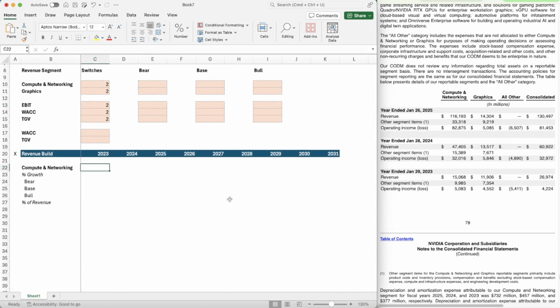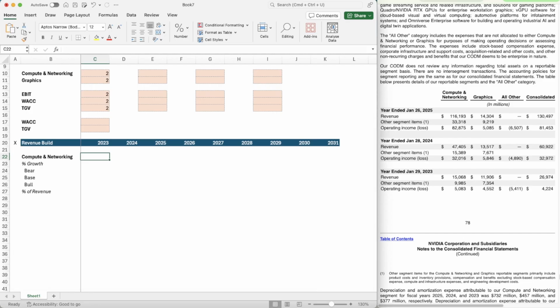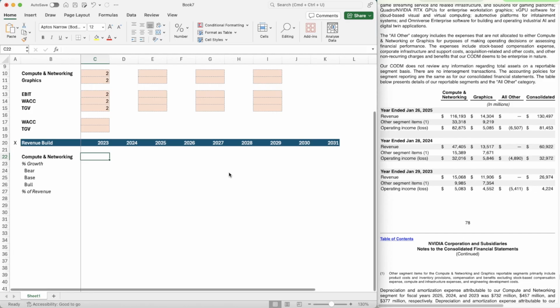So compute and networking, we're going to say down here, 2023, 26974.